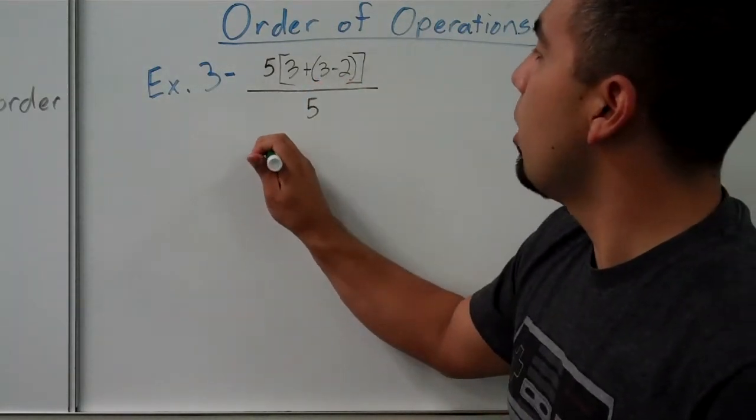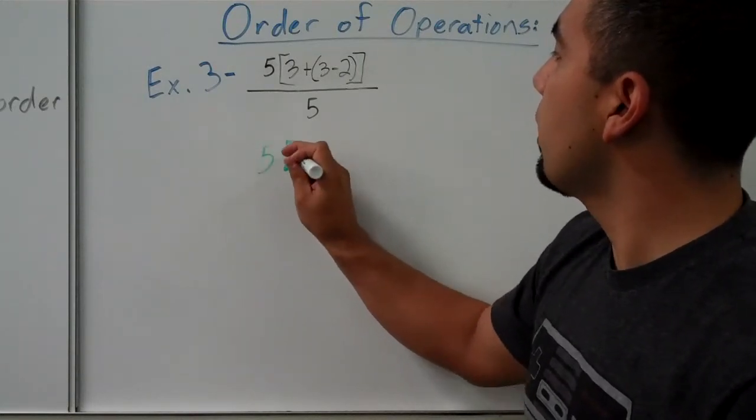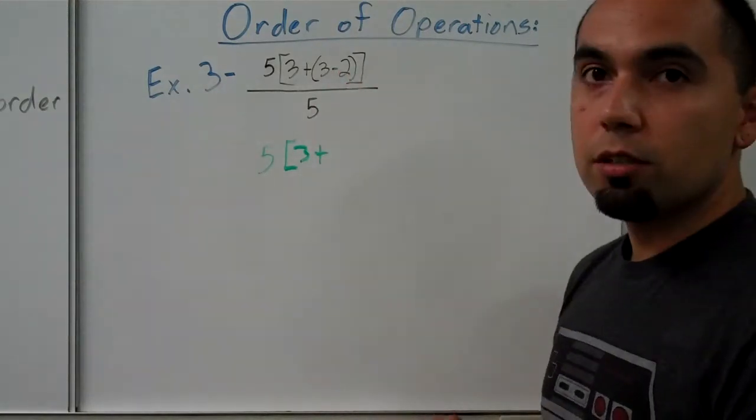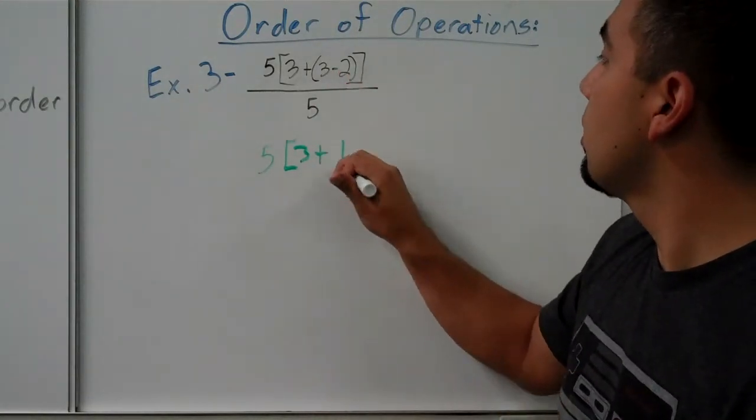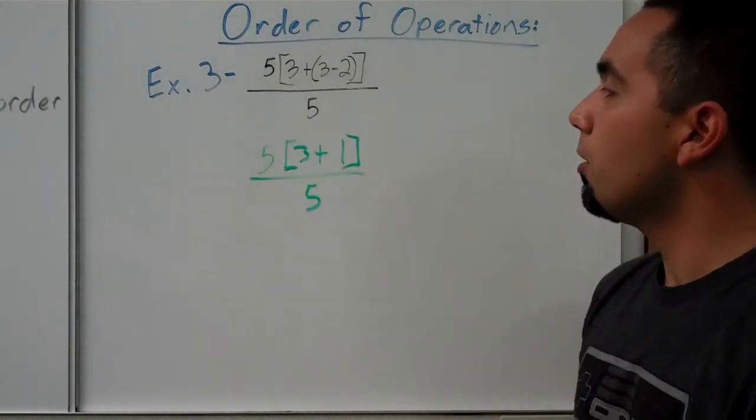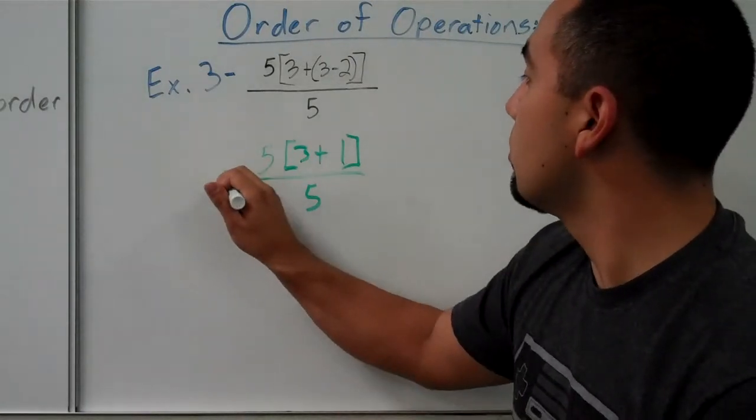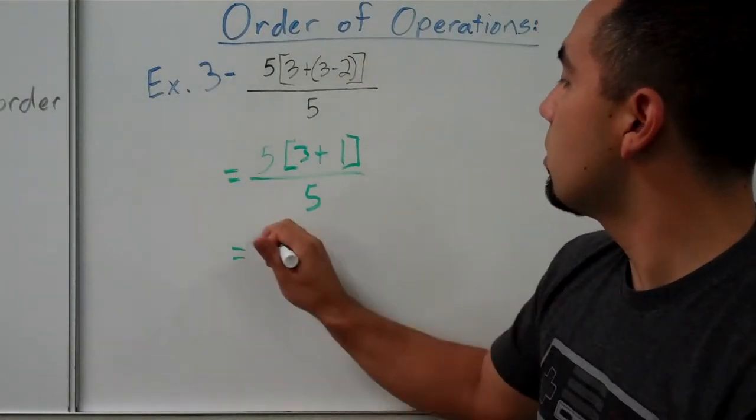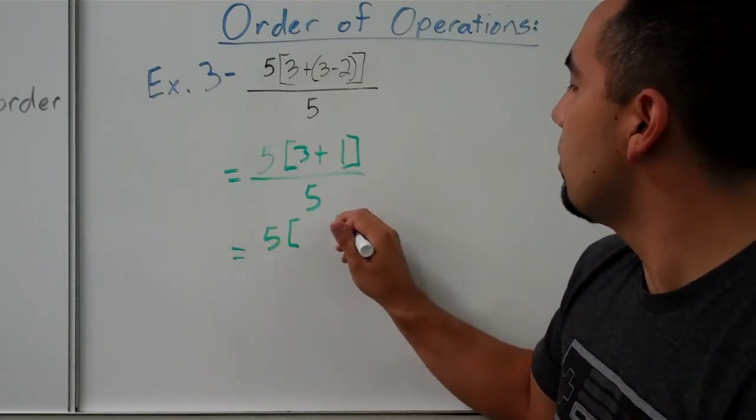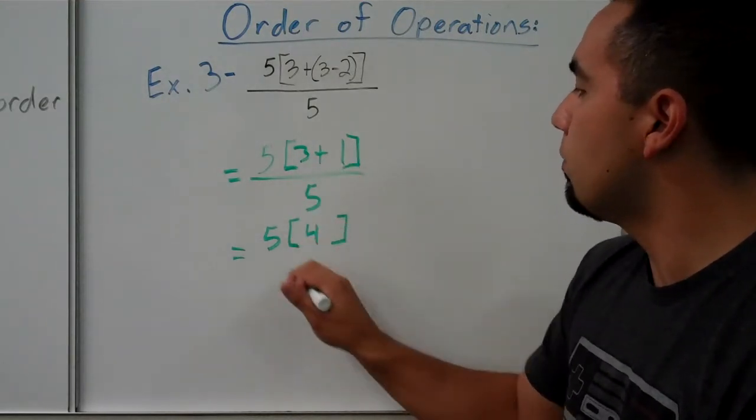So I'm going to change this problem into 5. I'm going to keep my bracket. 3 plus, and then 3 minus 2 is 1 over 5. Okay? And then now I can deal with my bracket. So now I'm going to do that. So my next step is, again, 5. I'm going to keep my bracket because that's telling me what I'm going to be doing next, which is multiplication after I do this. 3 plus 1 is 4.